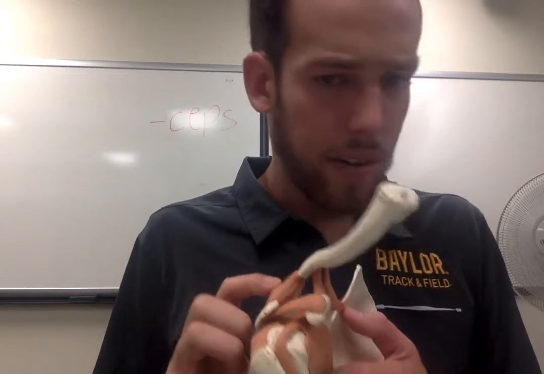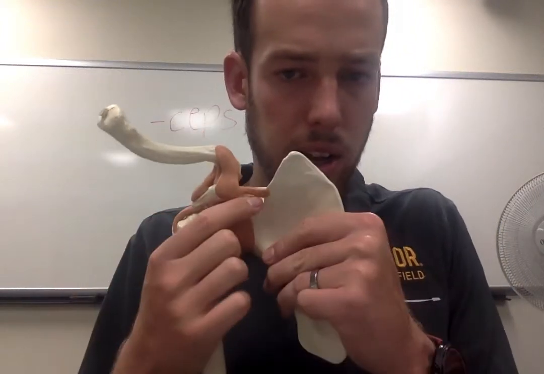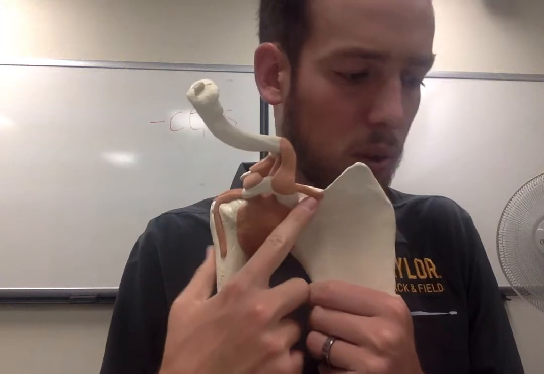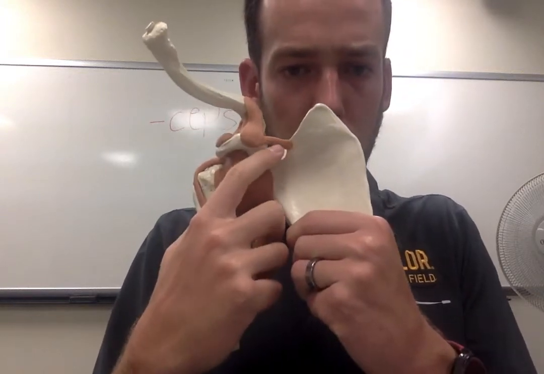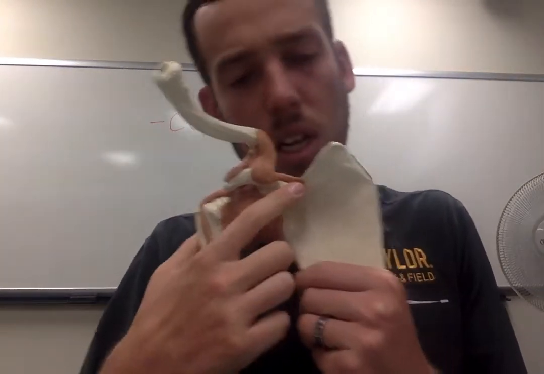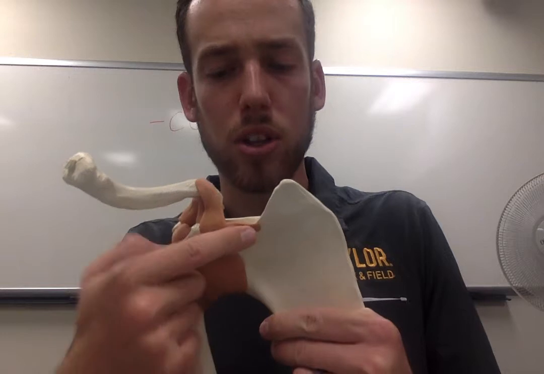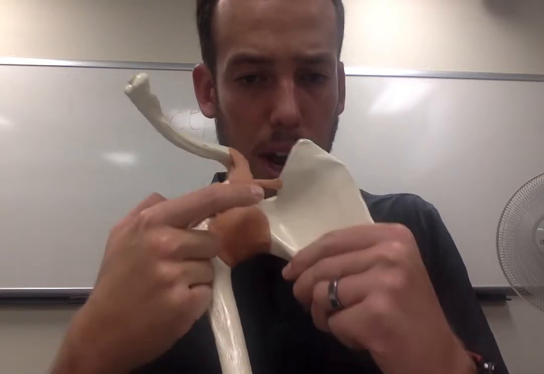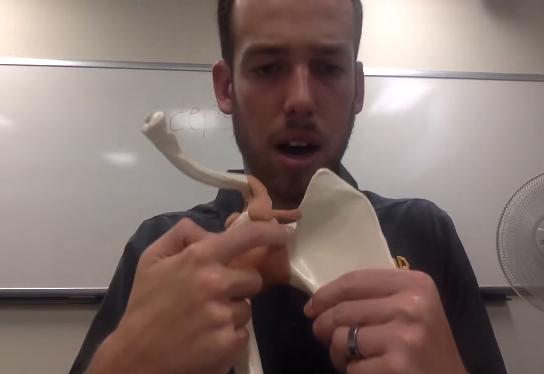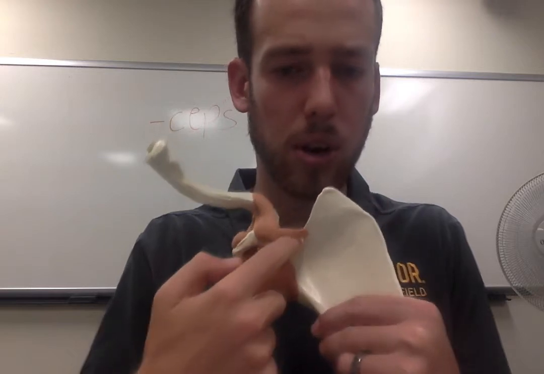We also have right here, my personal favorite, the transverse scapular. So it goes across the scapula. So anytime you see the word transverse in anatomy, it means it's going across something. So the transverse scapular goes across and kind of forms this foramen of sorts. So it creates an opening.